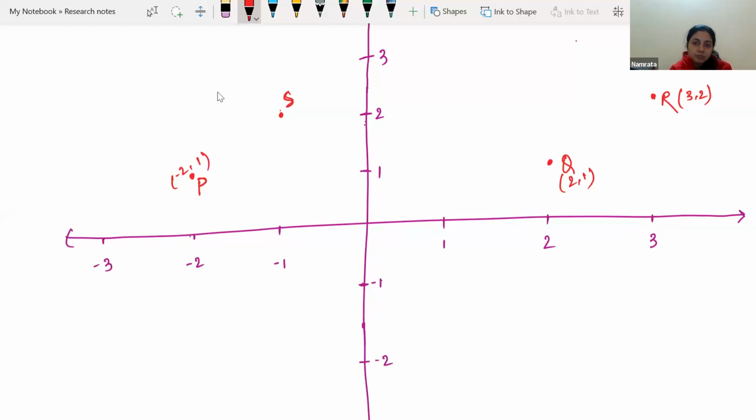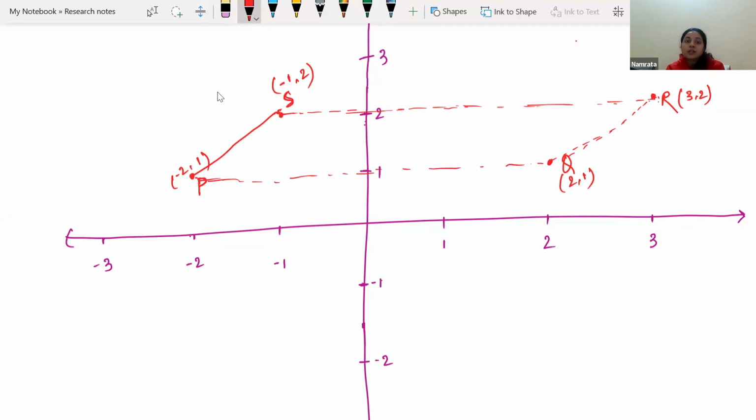Now we will get a proper picture, which will be clear to you. Let's join PS, then SR, then RQ, and then PQ. It looks like a parallelogram only, but we need to check whether the opposite sides have equal length or not.